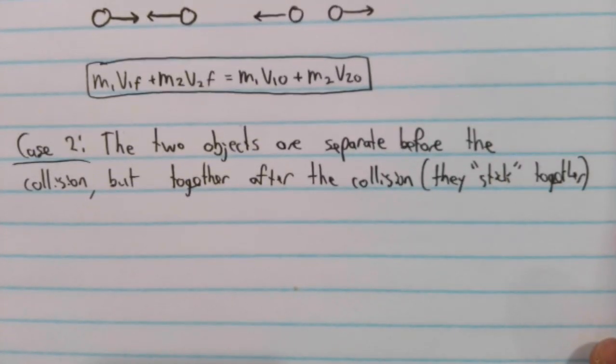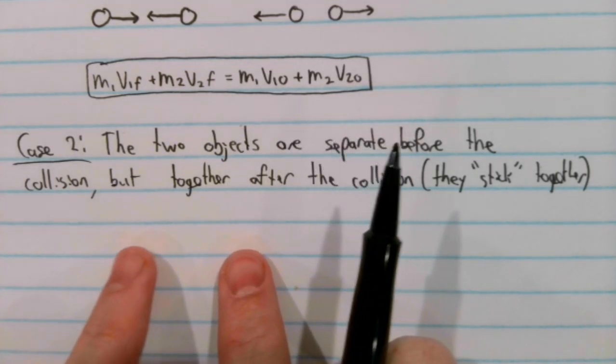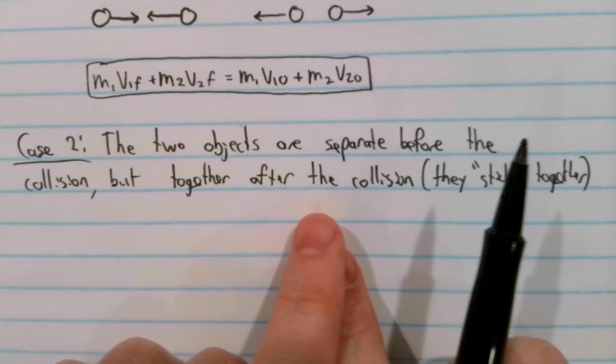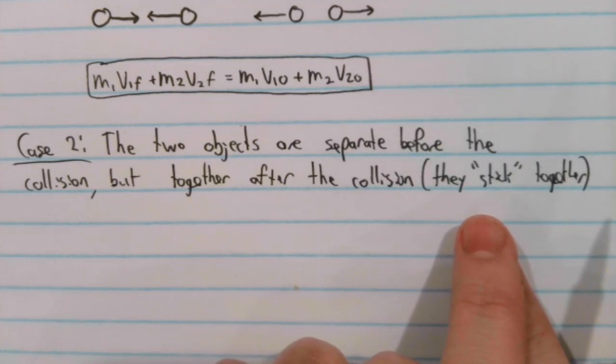So this would be maybe a parent is walking and they catch up to their child who is also walking. They lift up the child and they keep walking. So the child and the parent are separate objects at first, moving in the same direction. Then the parent will pick them up and they move as one with the same velocity.